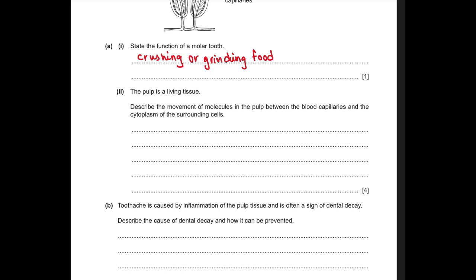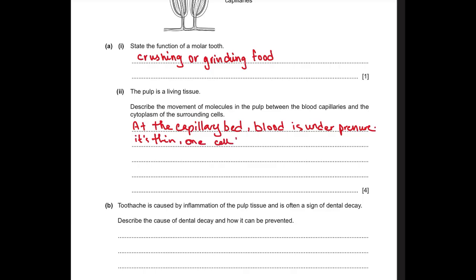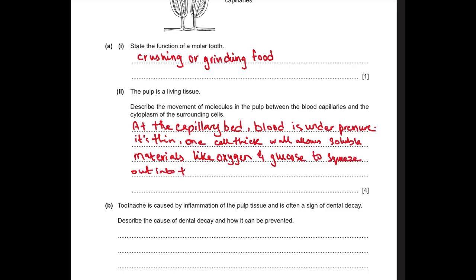The pulp is a living tissue. Describe the movement of molecules in the pulp between the blood capillaries and the cytoplasm of the surrounding cells. In this part, we have to describe how the molecules move from the pulp to the blood capillaries. At the capillary bed, blood is under pressure, which means it is a bit slow. It's thin, 1 cell thick, so it can easily diffuse through the walls that allow soluble materials like oxygen and glucose to squeeze out into the tissue fluid, while the waste like carbon dioxide and urea diffuses in.